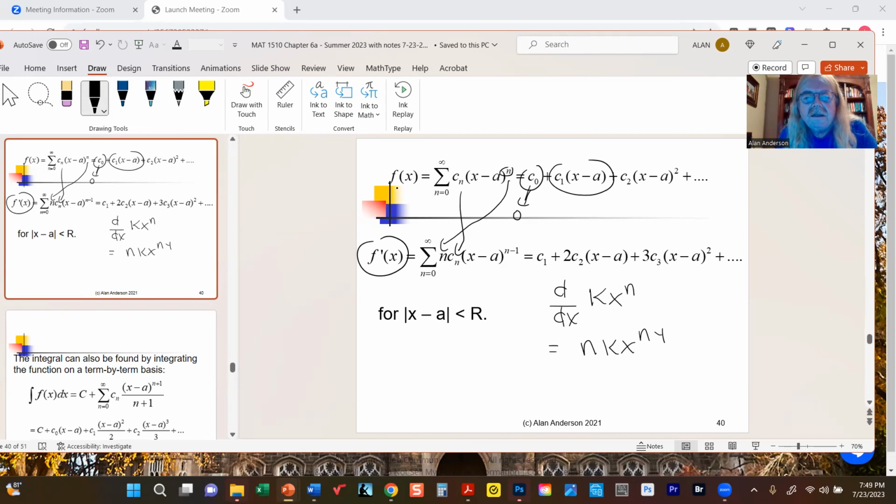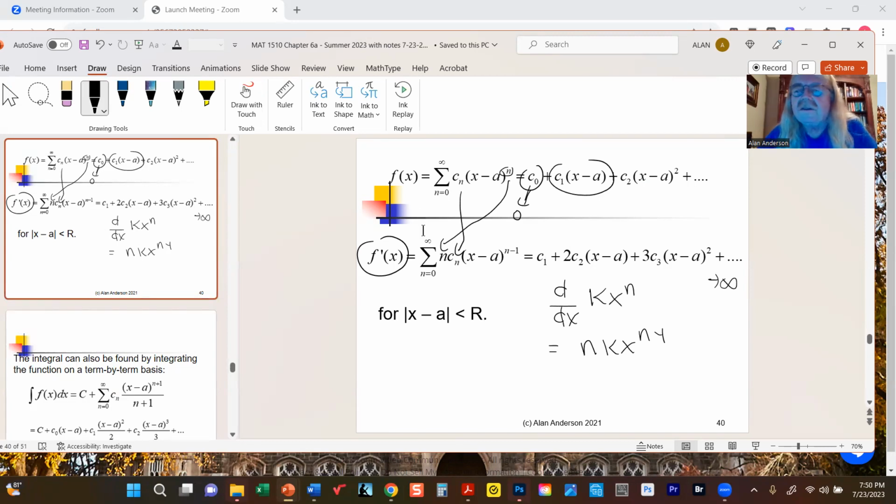This n, the exponent, comes down and becomes the coefficient. Then we still have c sub n, x minus a, and now the exponent has 1 subtracted from it, so it becomes n minus 1. So the result is c1 plus 2c2 times x minus a plus 3c3 times x minus a squared plus all the way on to infinity.